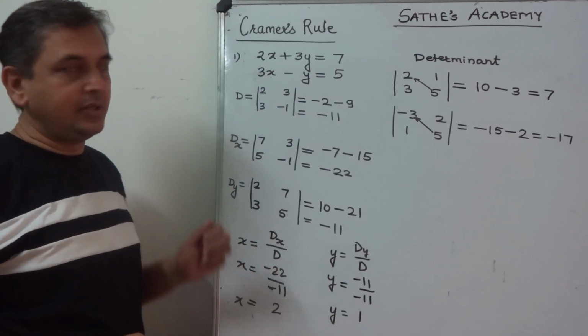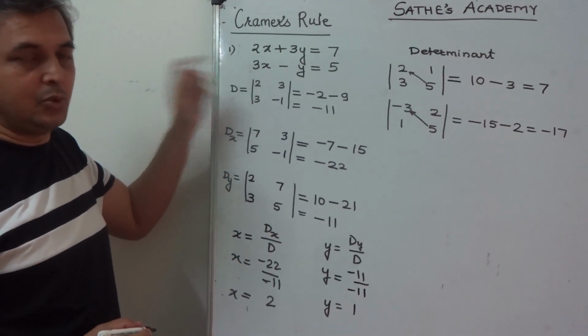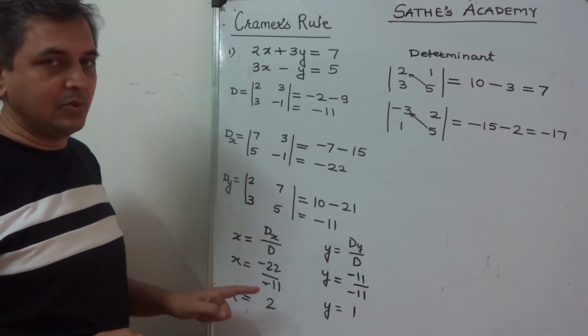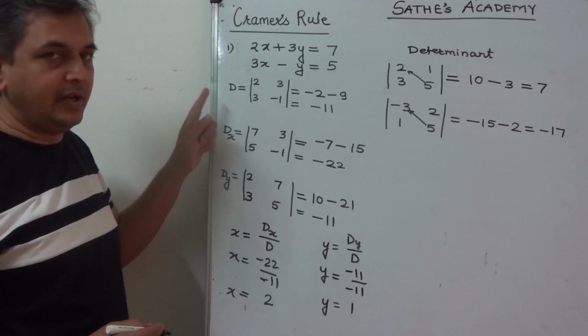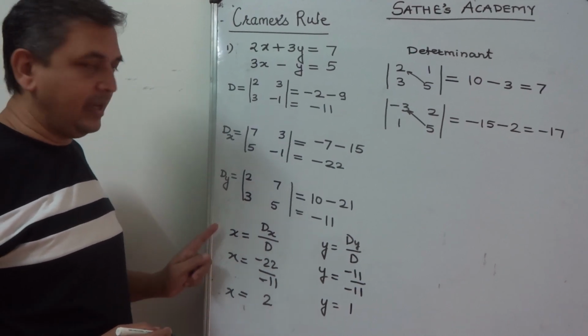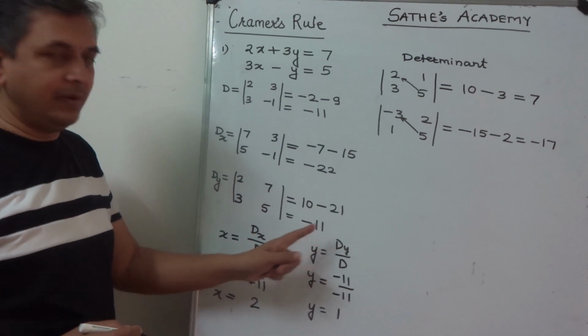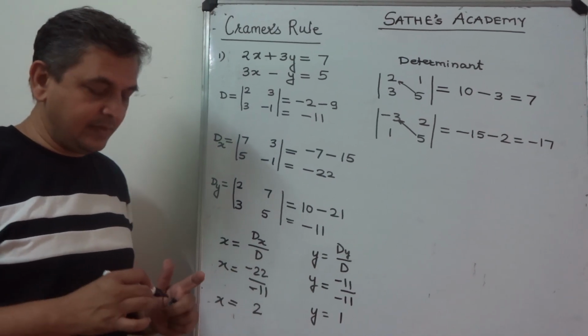So this is the solution of the linear equations in two variables by Cramer's rule. Steps to be remembered: find three determinants D, Dx, Dy, x equal to Dx upon D, y equal to Dy upon D, and we get the answer.